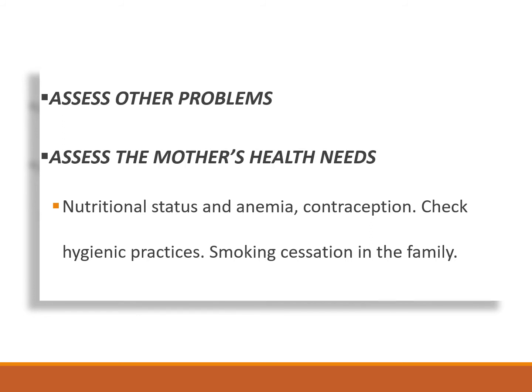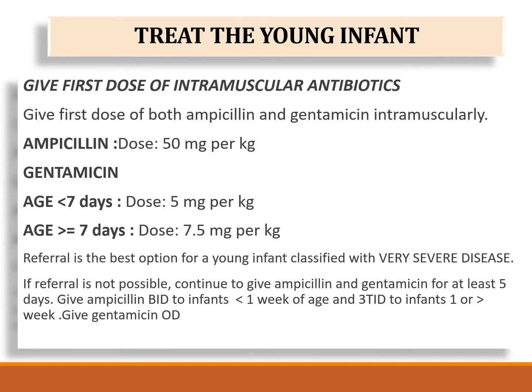Assess for other problems. Assess the mother's health needs, nutritional status and anemia, ask about contraception, check for hygienic practices, and encourage smoking cessation in the family if ever there is a smoker. So you always have to ask if there is a smoker in the family. So this is the slide for treat the young infant.